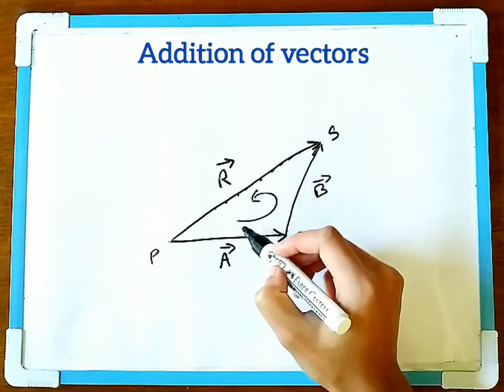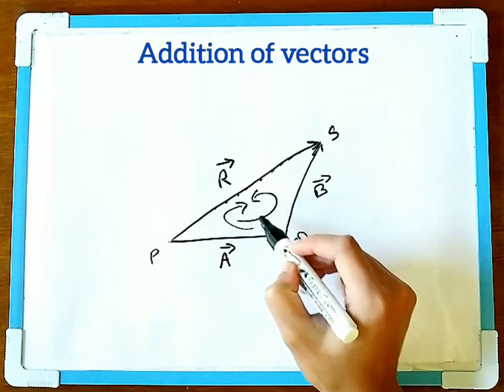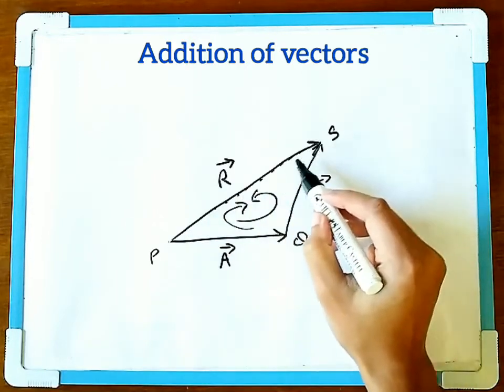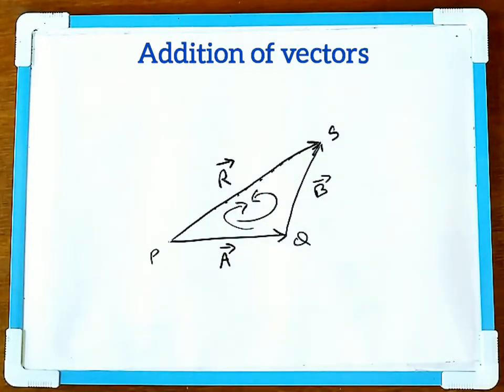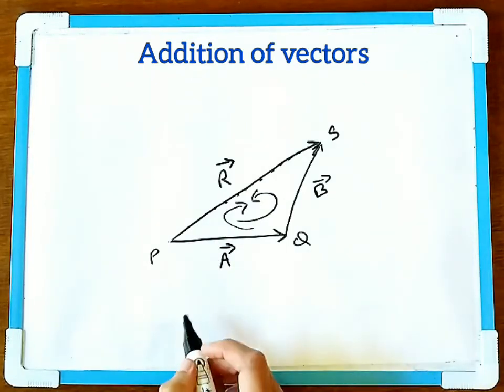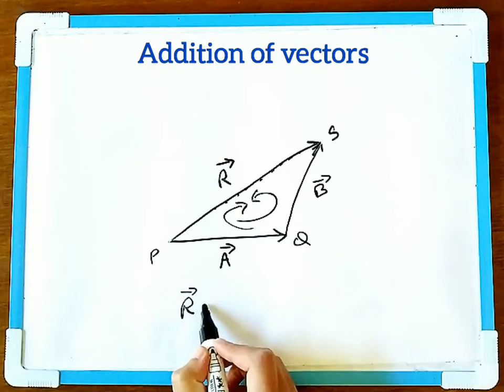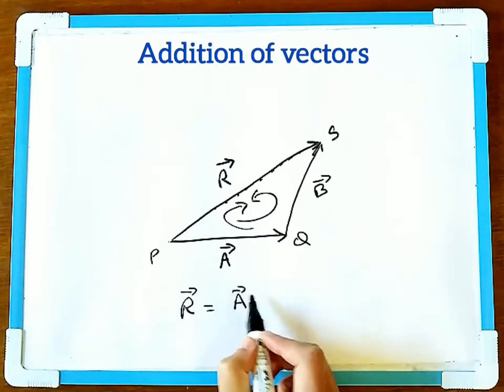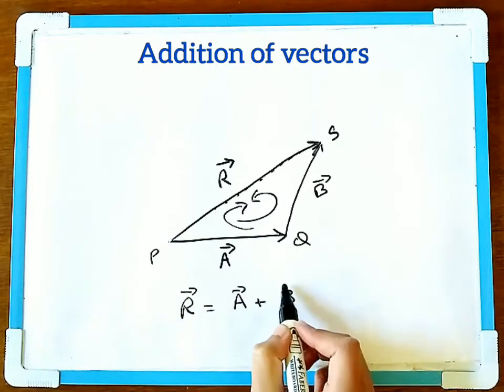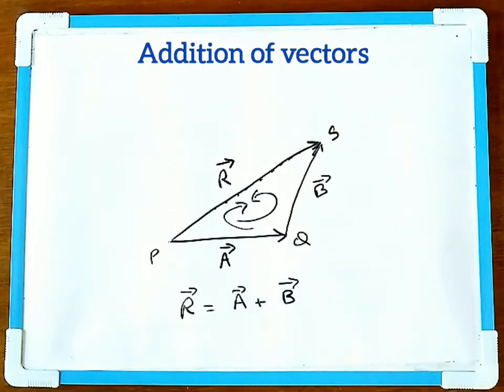The opposite order will be in this direction. So this will be the direction of the resultant vector. So here your R vector is equal to A plus B vector. You can see this is similar to the graphical method.